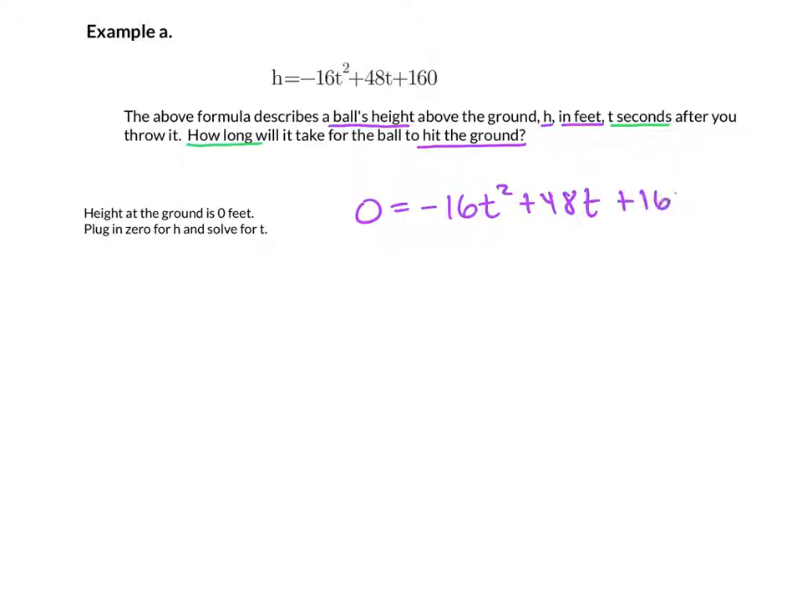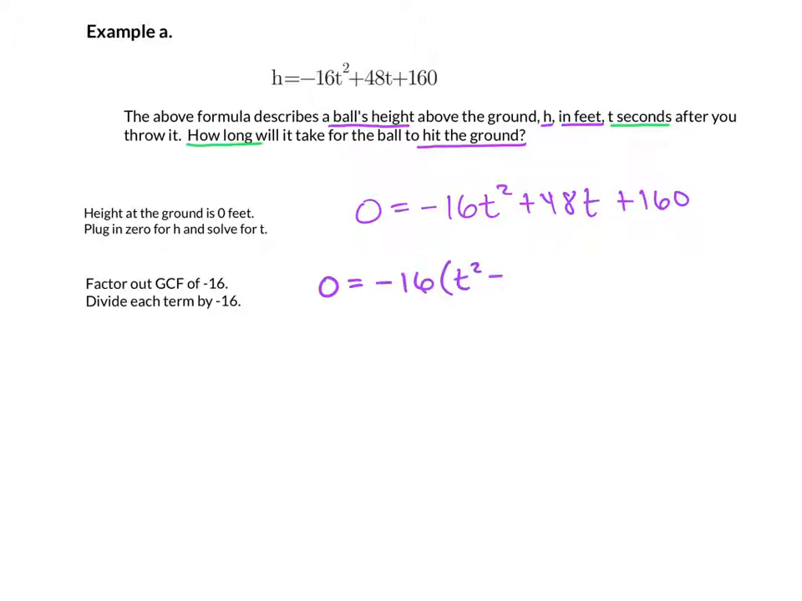So the first thing that we want to do is factor out a GCF. That thing looks pretty nasty right now. But if we factor out a GCF of negative 16, this isn't going to be too bad. So we get t squared minus 3t minus 10. Remember that we're factoring out the negative as well.